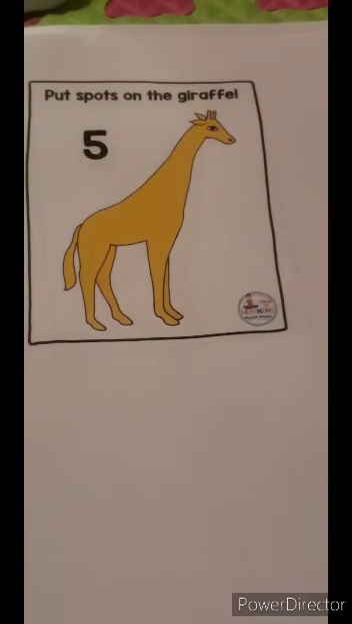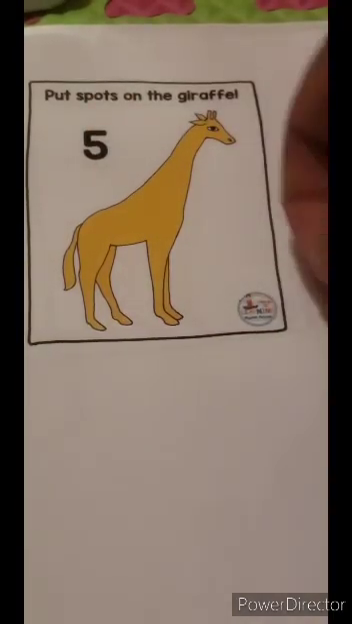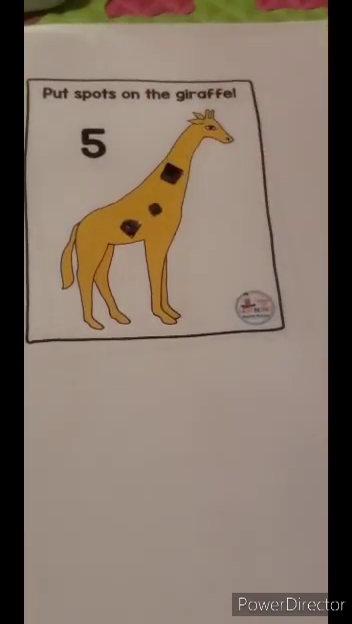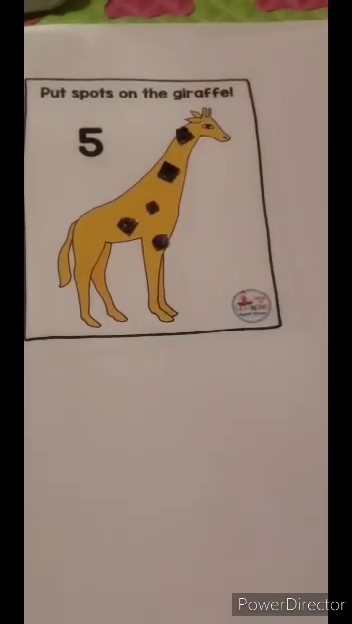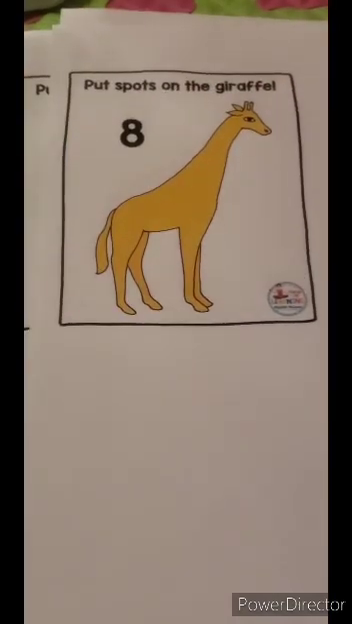7 spots on this giraffe, right? Another giraffe needs spots. How many spots do we put on this giraffe? How do you know how many spots to count for this giraffe? We look at the what? We look at the number at the top. And that number says 5. So we put 5 onto this giraffe. 1, 2, 3, 4, 5. 5 spots.